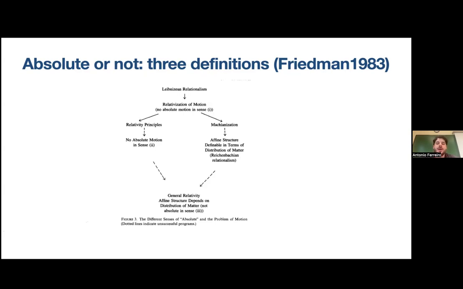So what we have left, if we don't have the first definition or the second definition, is that we can only try to do something with the third definition, okay? Because this is true in GR. So in general relativity, the affine structure depends on the distribution of matter dynamically. So it is really not absolute in this third definition. So this is, let's say, the last chance we have to take the principle of relativity as a serious thing. So I will now try to explain the manner in which we can do that.